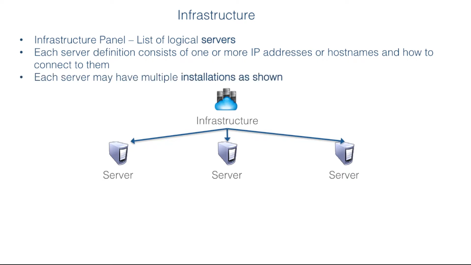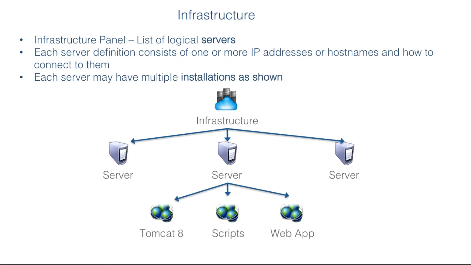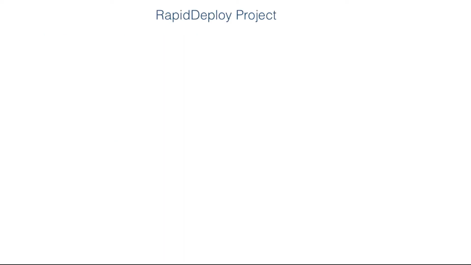And each server can have multiple installations on it. So to take the example of the resources we had before, a specific server might have a Tomcat 8 installation, it might have some scripts installed on it, and it might have a web app installed on it that's actually installed inside that Tomcat 8 definition.